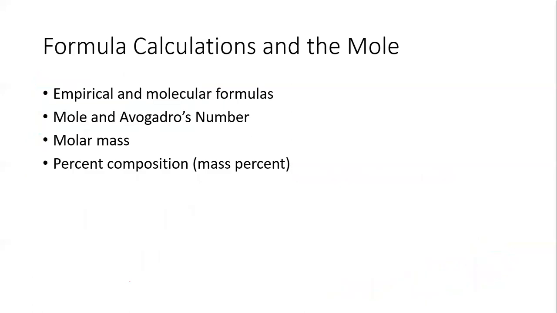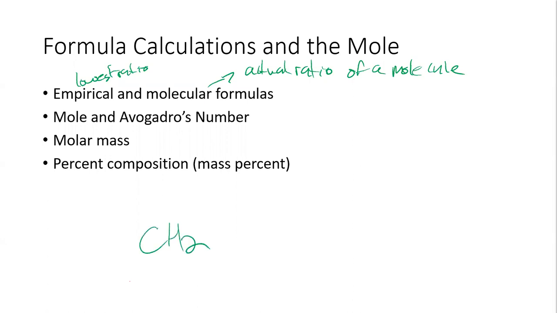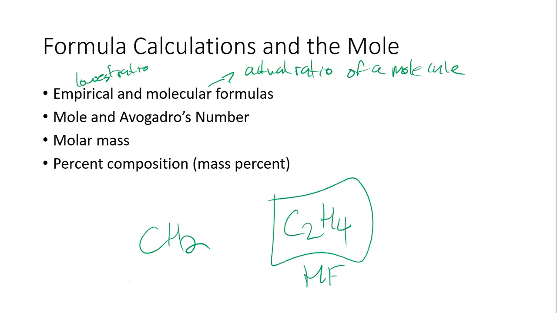The next part we're going to look at is formula calculations in the mole. So empirical and molecular formulas, the difference between them, right? The empirical formula is always your lowest ratio, and the molecular formula is the actual ratio of a molecule. Sometimes those are the same, sometimes they're different, because you might have more than one set of those ratios together. So like CH2 might be your empirical formula, but the molecule is actually made of 2 carbons and 4 hydrogens. So this would become your molecular formula. Your empirical doesn't always match your molecular, but they can.